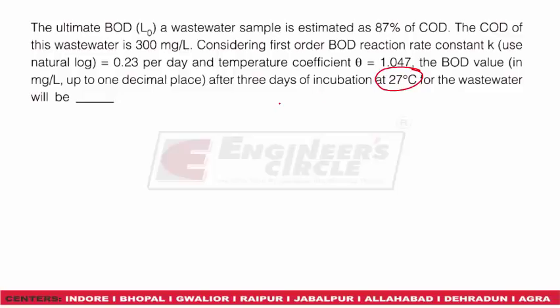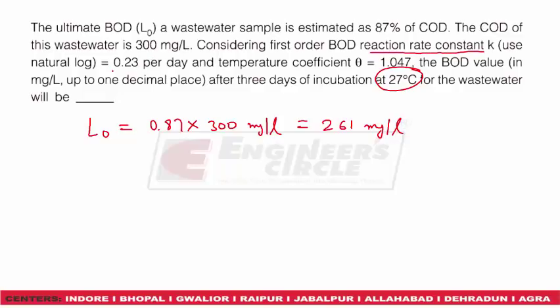Now the ultimate BOD L0, it is given to us 87%, that is 0.87 times of COD, and COD is 300 mg per liter. So L0 comes out to be 261 mg per liter. Now we have to determine the BOD value after 3 days, but temperature is 27 degrees Celsius. Now the reaction rate given as 0.23 per day, it is applicable for 20 degrees Celsius.